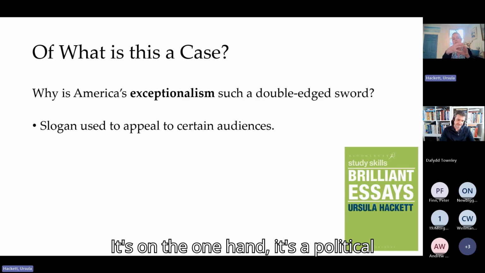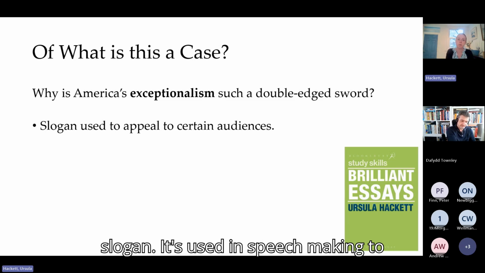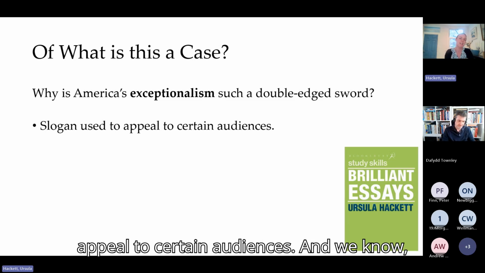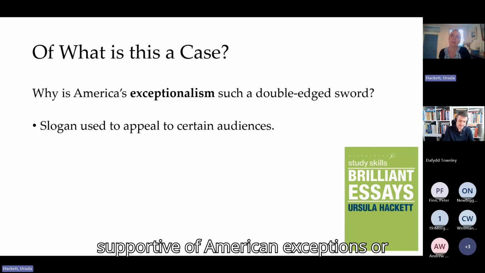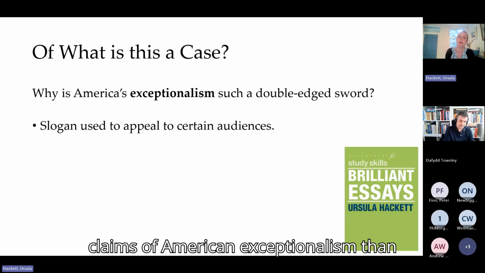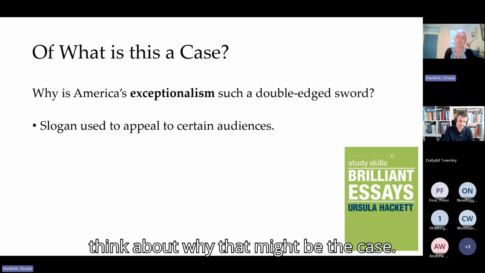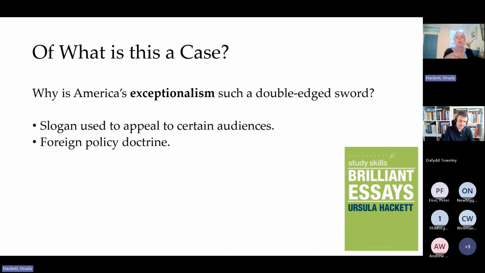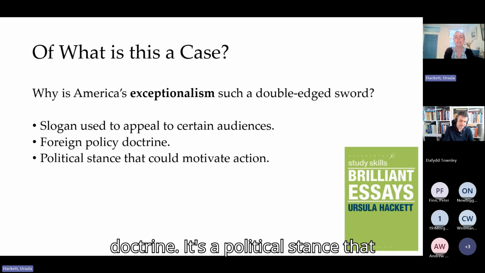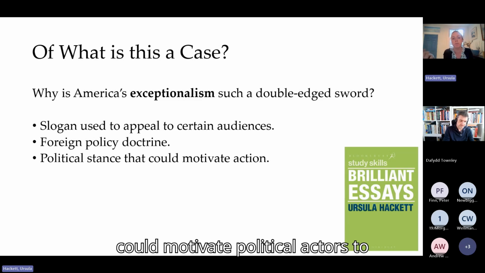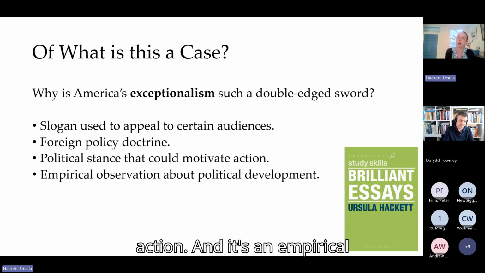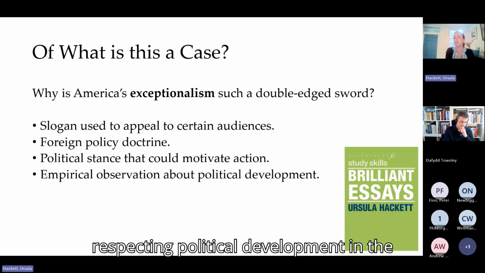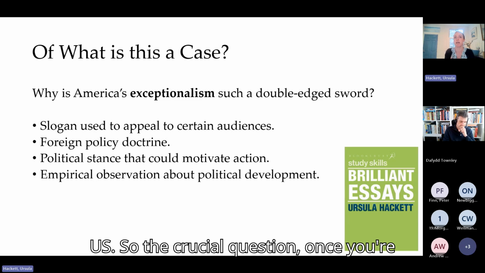On the one hand, it's a political slogan. It's used in speech making to appeal to certain audiences. And we know, of course, that Republicans are more supportive of claims of American exceptionalism than Democrats are. And you might want to think about why that might be the case. It's, as I say, a foreign policy doctrine. It's a political stance that could motivate political actors to action. And it's an empirical observation that we as political scientists might evaluate respecting political development in the US.